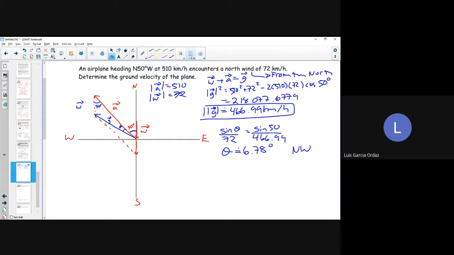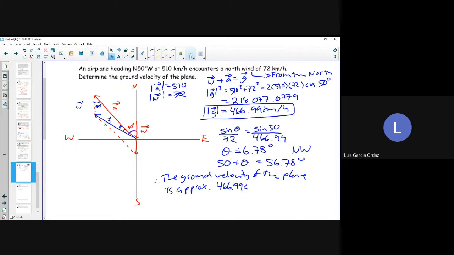So now we know that vector g is 466.99 kilometers per hour. We know theta is approximately 6.78 degrees. Now, because we have 50 degrees here, we also have to add that angle. So my total angle is 50 plus theta, which gives me 56.78 degrees, which means that, therefore, the ground velocity of the plane is approximately, and Priyanshu, you got it right, 466.99 kilometers per hour.